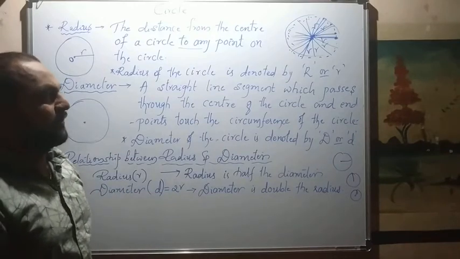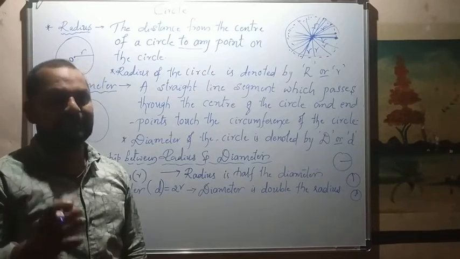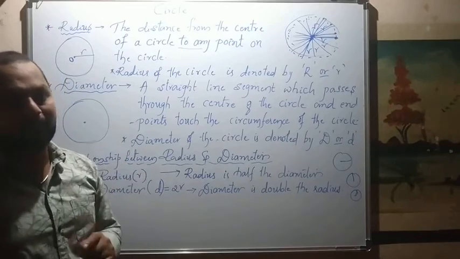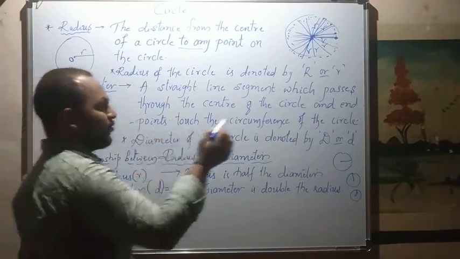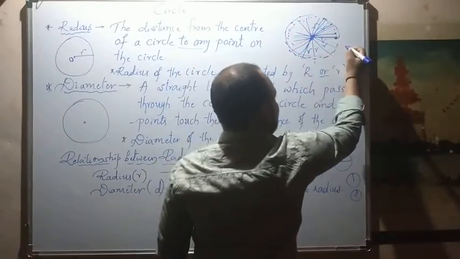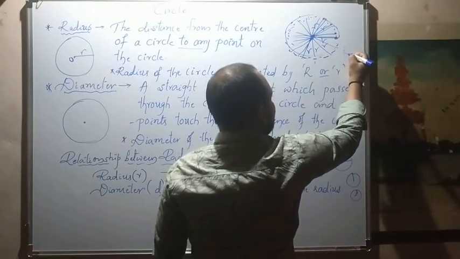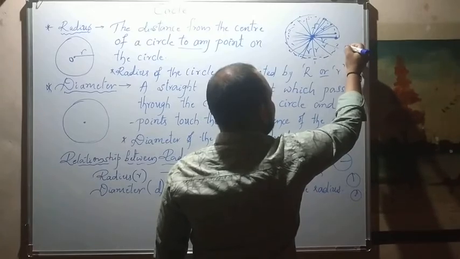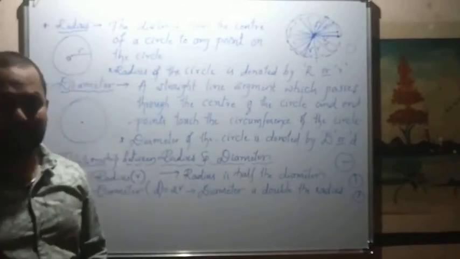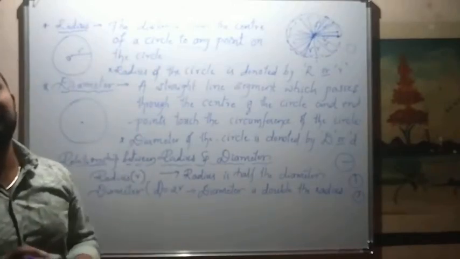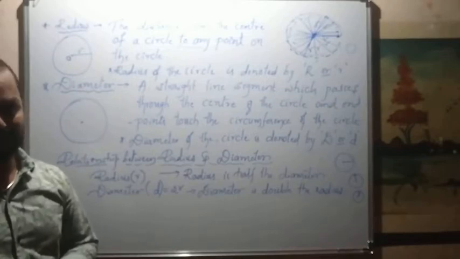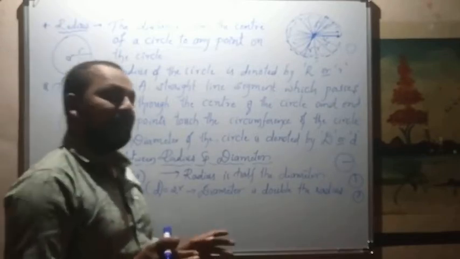Okay, then infinite number of radiuses are in one circle. Okay, uncountable. Why? Can you count these points? Infinite number of points on a circumference of the circle. It means the infinite number of radiuses in one circle.